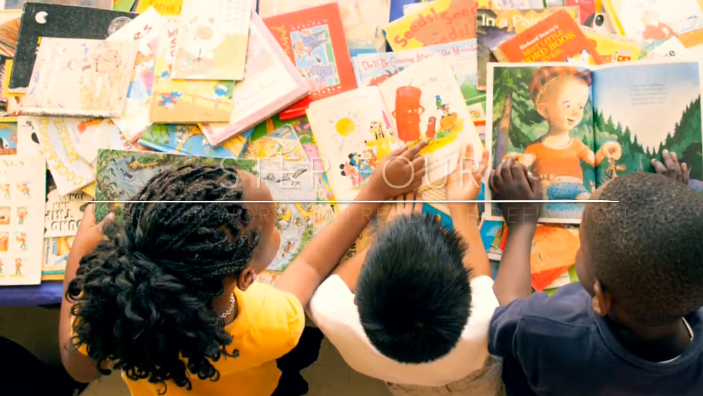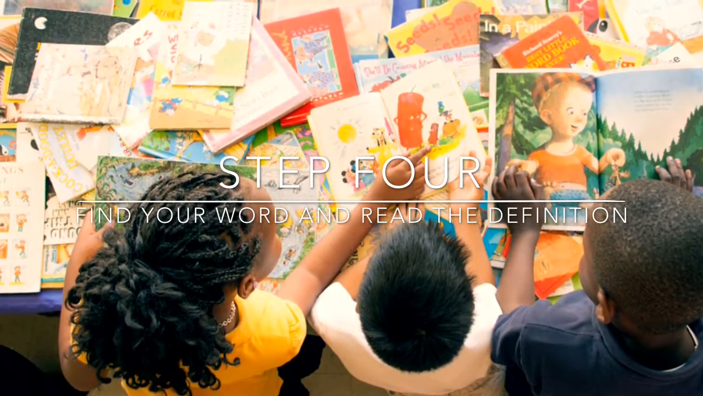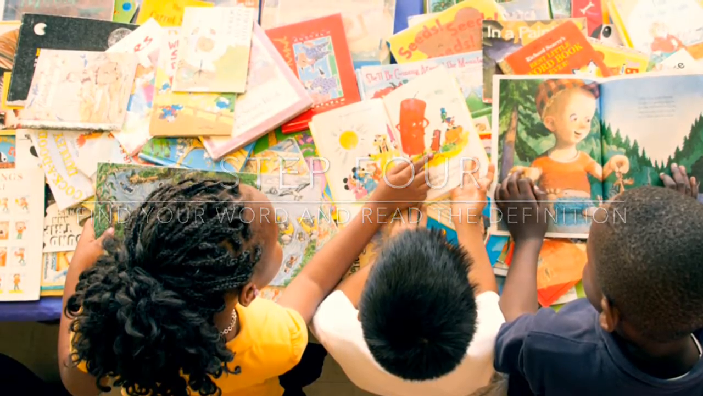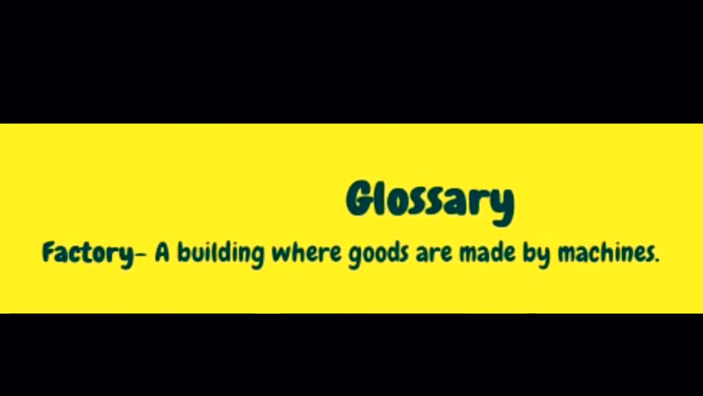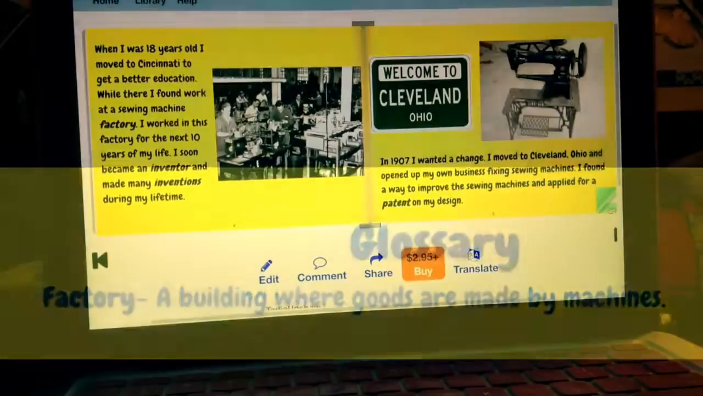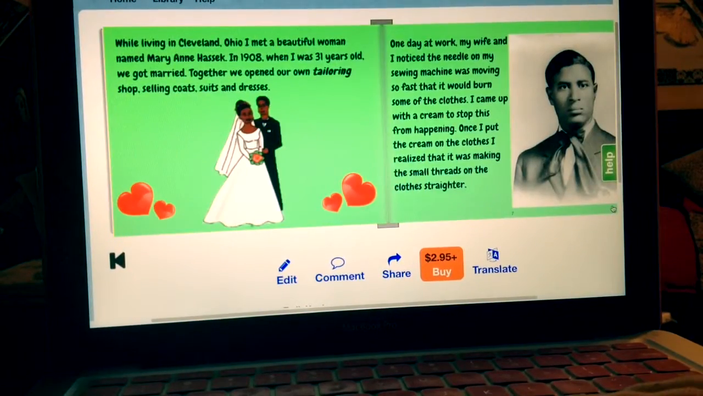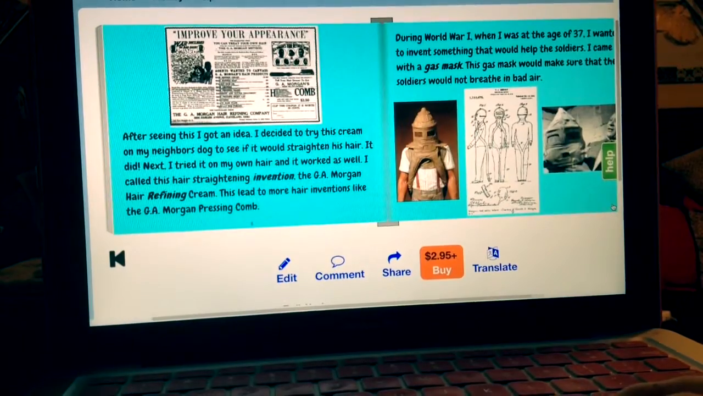Step 4 is to find your word in the glossary and then read the definition that is located next to it. The definition of factory is a building where goods are made by machines. Now you can go back to reading your book knowing what the word factory means.